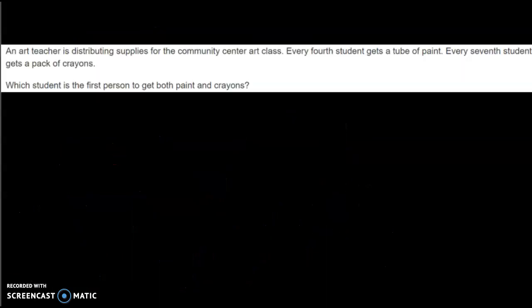So sometimes you're given the least common multiple in a word problem. So here's an example of one of those. An art teacher is distributing supplies for the community center art class. Every 4th student gets a tube of paint, and every 7th student gets a pack of crayons. Which student is the first to get both paint and crayons? Okay, so when you see the word first, that probably means least, or the first number that pops up.